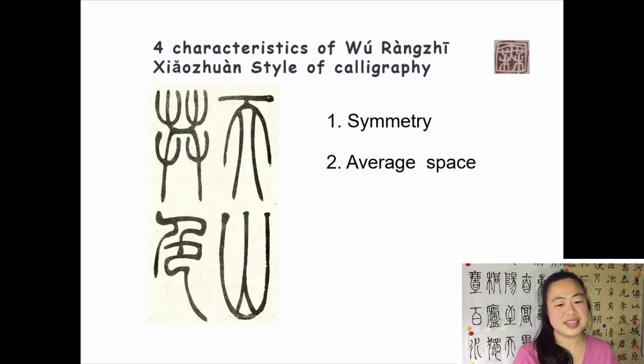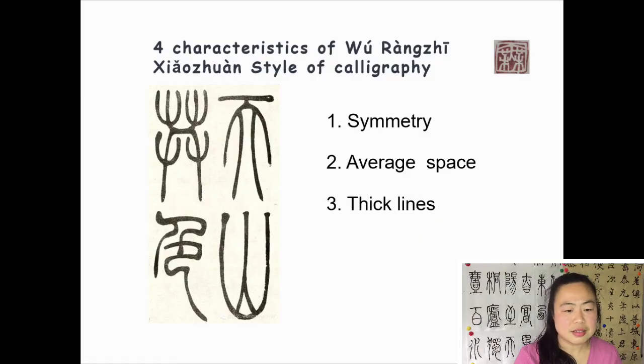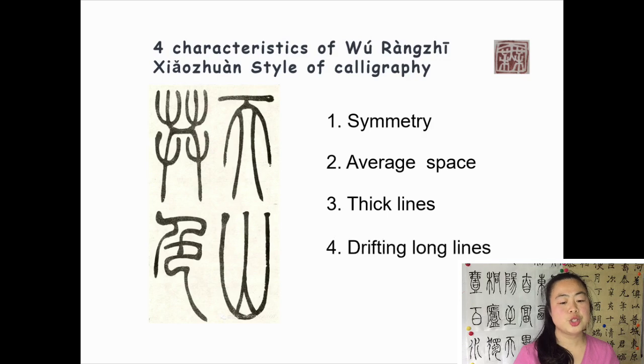Okay, the second is average space. You can see here is nearly the same as here, and average space, average space, average space, right? Average space is also the characteristic of Xiaozhuan calligraphy. And then thick lines. Thick lines is the characteristic of Master Wu Rangzhi's style. Not all Xiaozhuan characters by this calligrapher have thick lines. And the fourth one is drifting long lines.